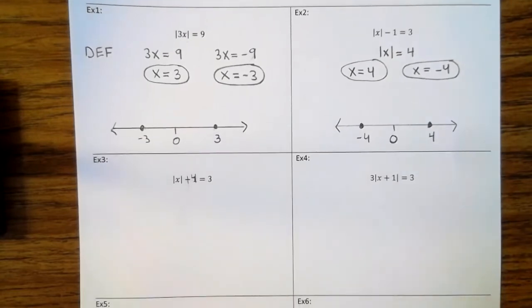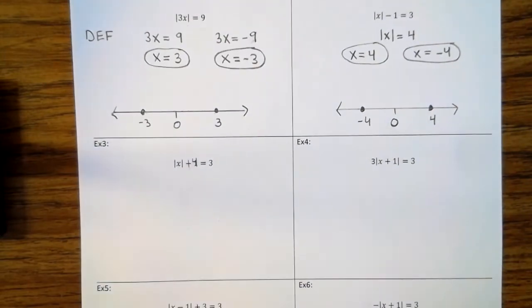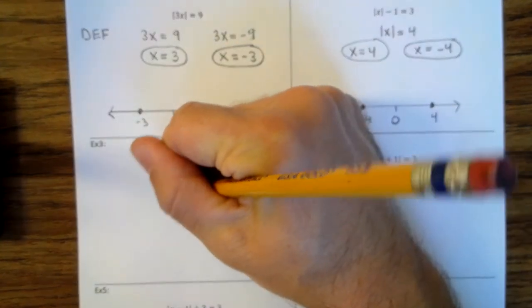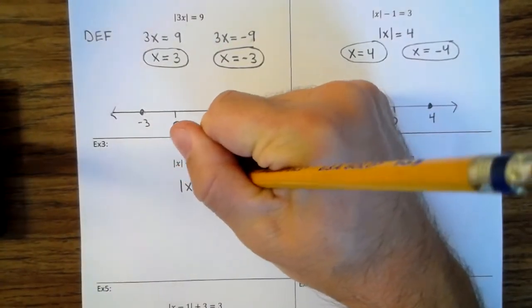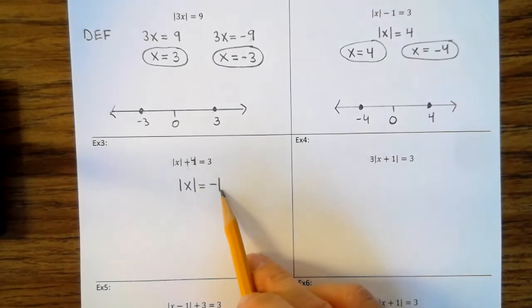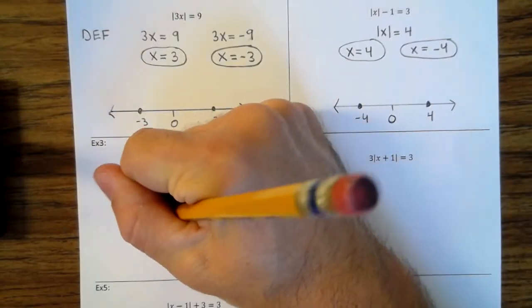All right, before we start example 3, there's a mistake on your paper. It should say the absolute value of x plus 4. So if you could just update that now. All right, now it's updated. Let's look at solving it. So first isolate the absolute value. So here we subtract 4 from both sides. So the absolute value of x equals negative 1. All right, now this is special in that absolute value can never equal negative 1. So we would say that this is no solution.